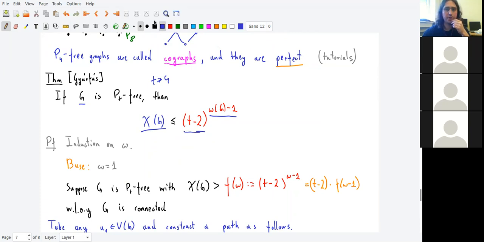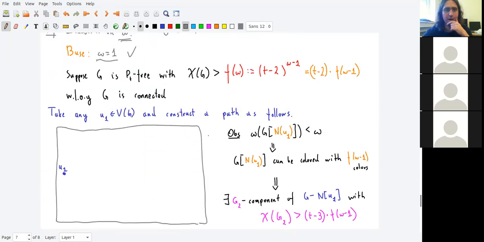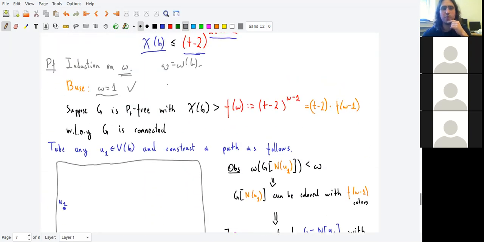So the proof will be by induction on omega. So we'll do induction on the clique number of your graph. Clearly, if omega is equal to 1, where by omega I just mean the omega of G, then the graph is trivial. Meaning omega equal to 1 means there are no edges, which means the graph is edgeless, so I can use just one color to color it. So the base case is trivial. Good. So now we suppose that G is a P_t-free graph, and the chromatic number is large. So we are doing it by contradiction.